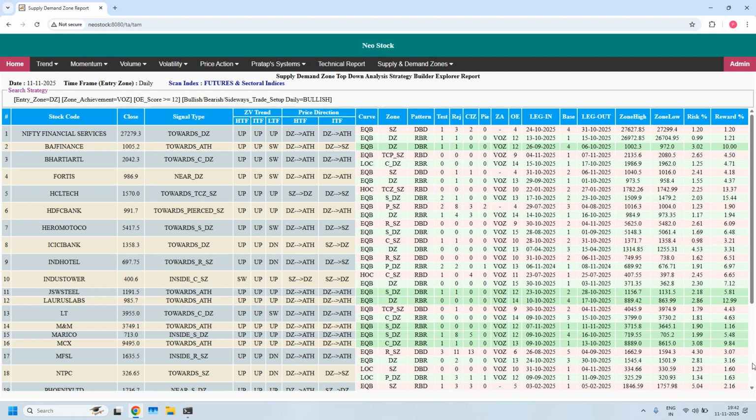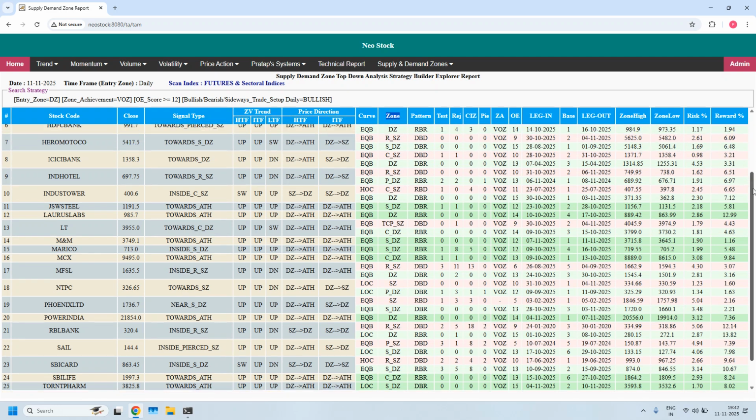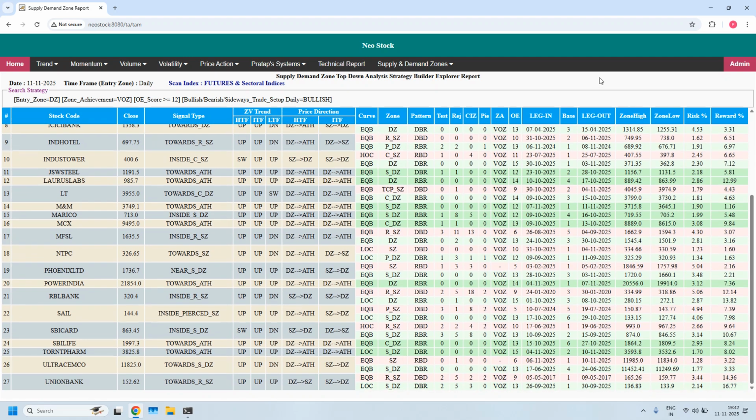Scrolling the list down, total 27 stocks are supporting bullish trade setup for monthly income trade, and all these entry time frame zones are daily demand zones. Out of these 27 daily demand zones, there could be some high probability trade setup daily demand zones available. We should filter them using two different strategies that you learned in lesson 27.